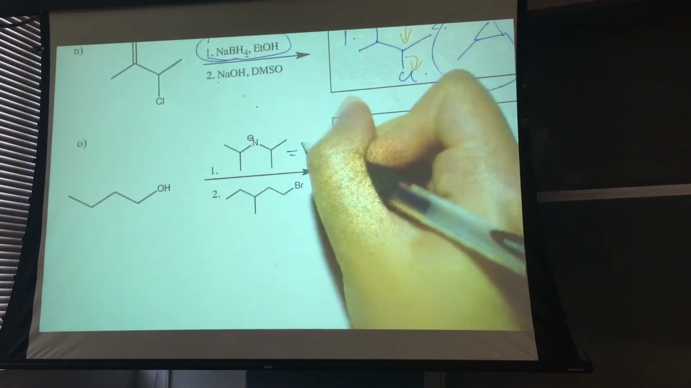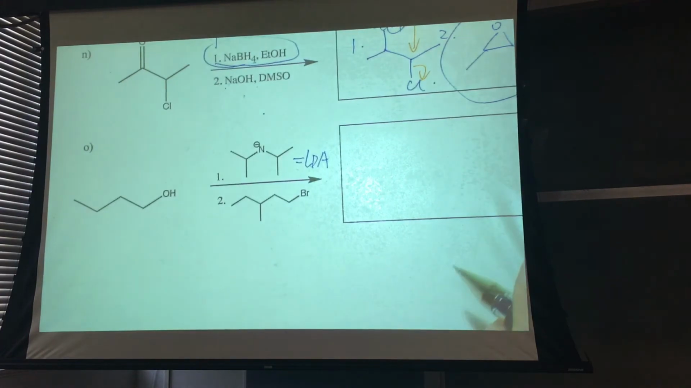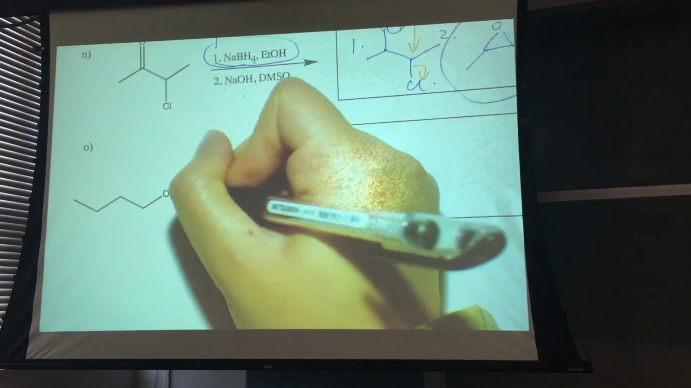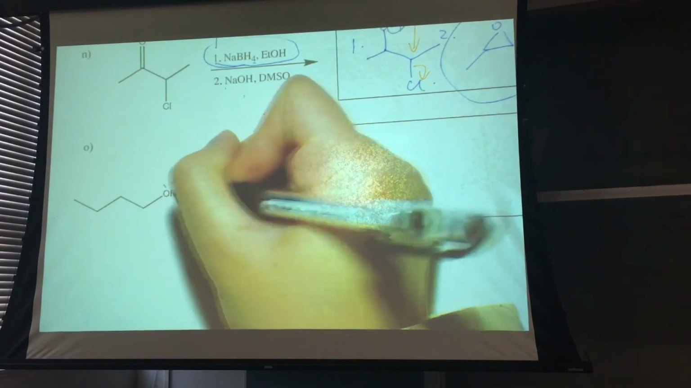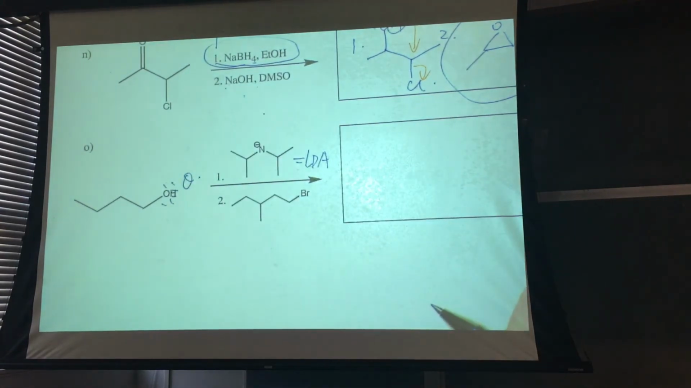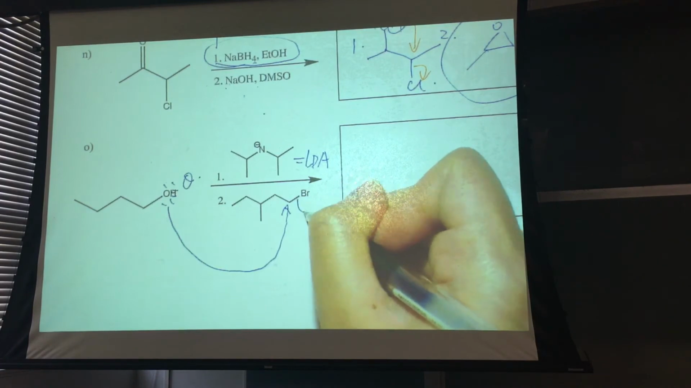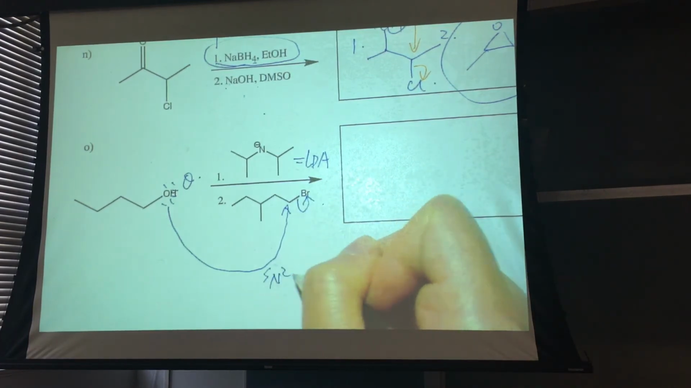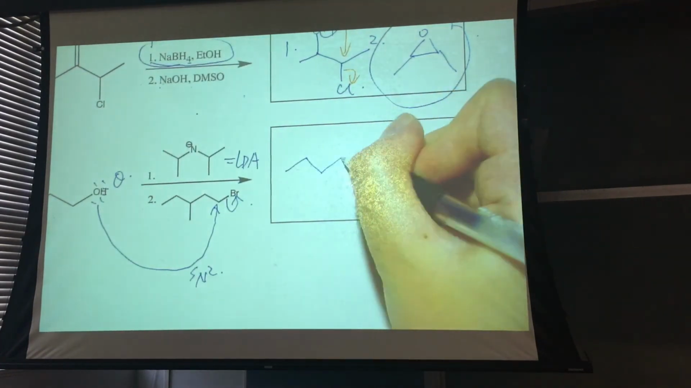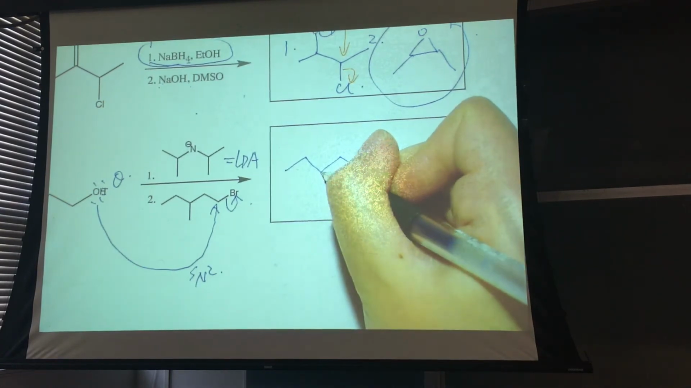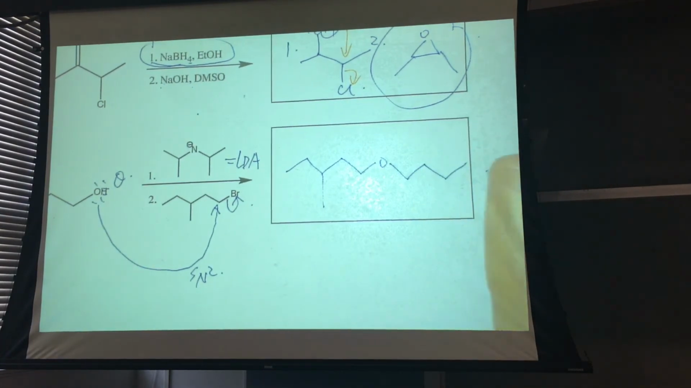Last one, this is LDA, which is a bulky base. A bulky base is going to grab the hydrogen here. So after the first step, this is going to be O minus. The second step is going to be an SN2 on this primary carbon. Then it's going to give you this. I'm sorry that I don't have enough time to go over it more closely.